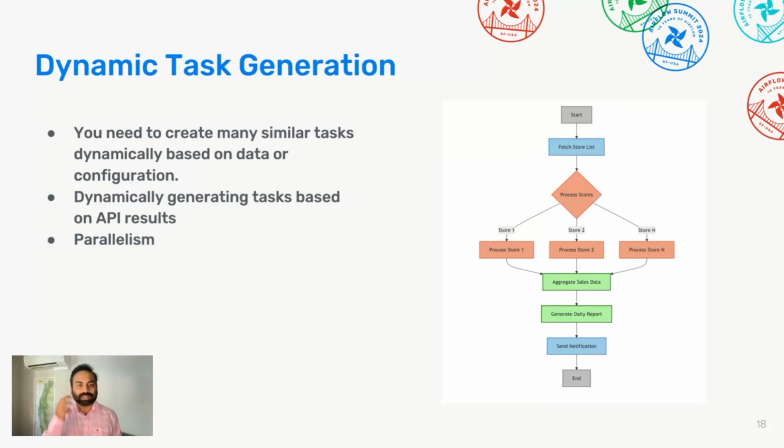For example, in this case, we have a DAG which is processing different stores. So we have store 1, store 2, and store n. We can define n different parallel processes to run this processing, then aggregate, and then continue the rest of the DAG. Dynamic DAG processing helps us dynamically increase the number of processors that can run to improve parallelism within the DAG.